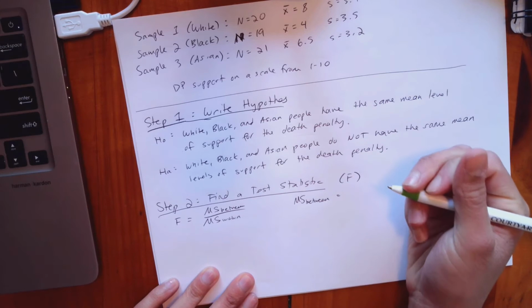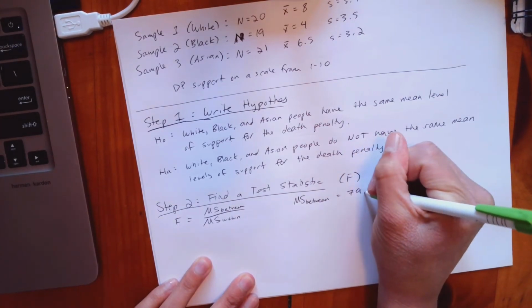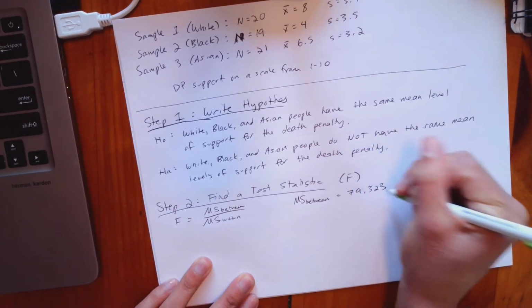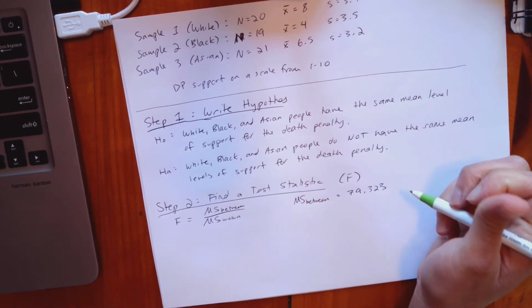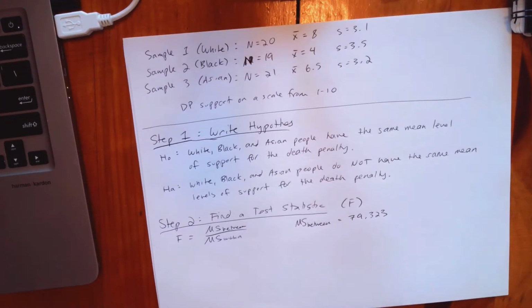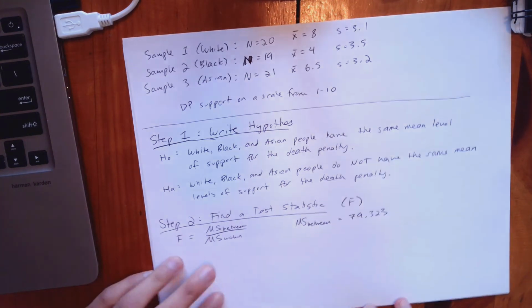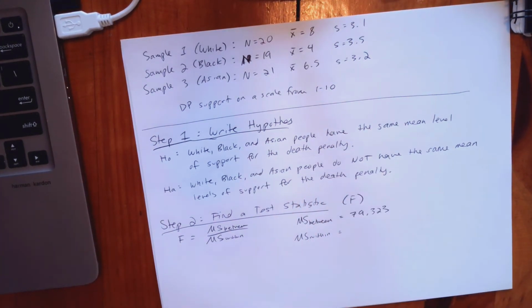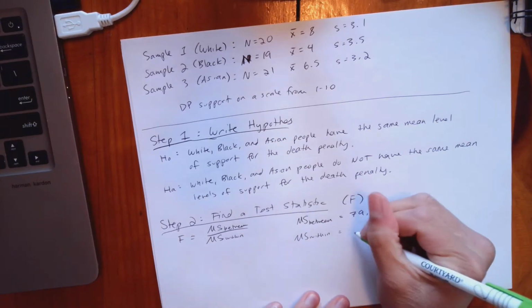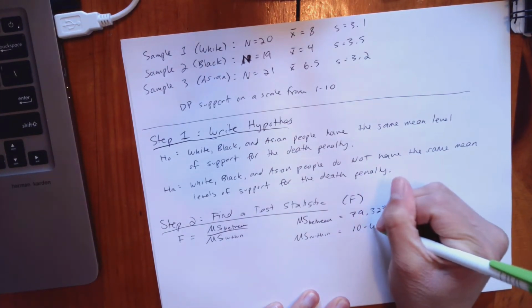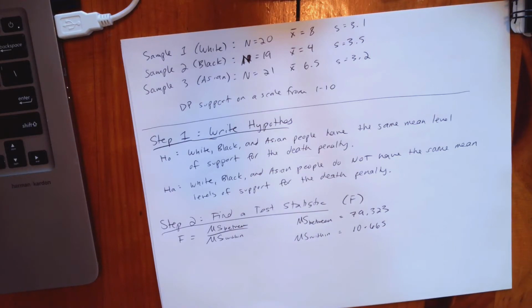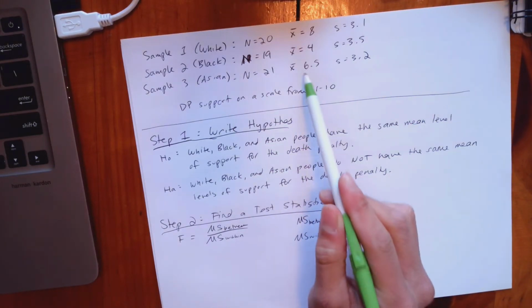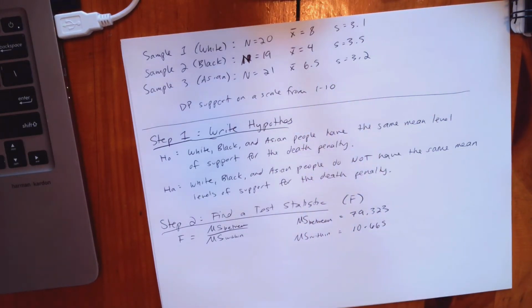So in this particular problem, the mean square between groups is going to be equal to 79.323. So again, this is a number that describes how spread apart our different sample means are from each other. The mean square within is going to be equal to 10.665. And again, this describes sort of how spread out our responses are within a particular sample. And we're going to use these two numbers to calculate our F statistic.